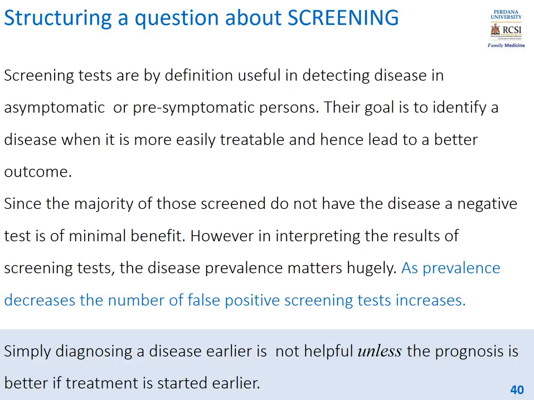Screening tests are by definition useful in detecting disease in asymptomatic or pre-symptomatic patients, with a goal to identify disease when it is more easily treatable and therefore should lead to a better outcome. But since the majority of those screened do not have the disease, a negative test is of minimal benefit. But the disease prevalence is really important here, because as the prevalence decreases, the number of false positive screening tests may increase, and this may lead to the concept of overdiagnosis. So let's spend some time on this. It's an important issue.